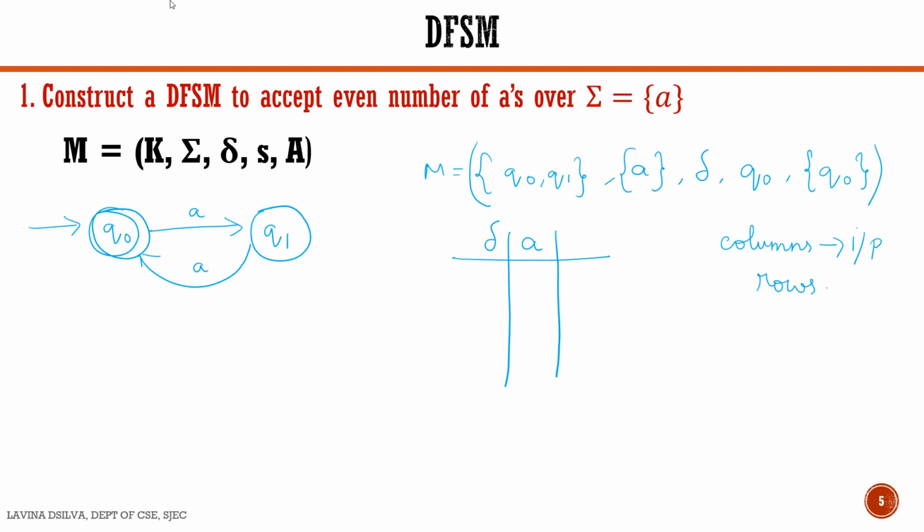Rows will be the states. So we have two states here, Q0 state and Q1 state. This Q0 state is your start state, so you represent it by an arrow. The Q0 state is also your final state, therefore you represent it by an asterisk. On Q0 state, if you see an A, you go to Q1 state, and on Q1 state, if you see an A, you go back to Q0 state. So this is our representation of M for a DFSM with even number of A's over sigma is equal to A.